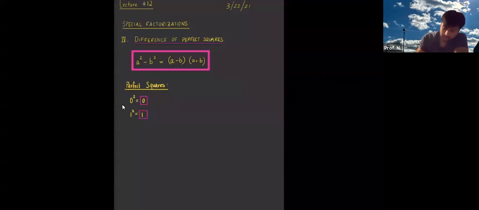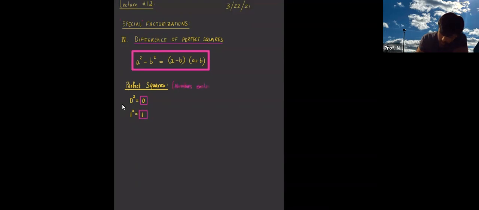So I should say numbers enclosed by a pink box below represent a perfect square. So I'm just letting you guys know that this is a perfect square.